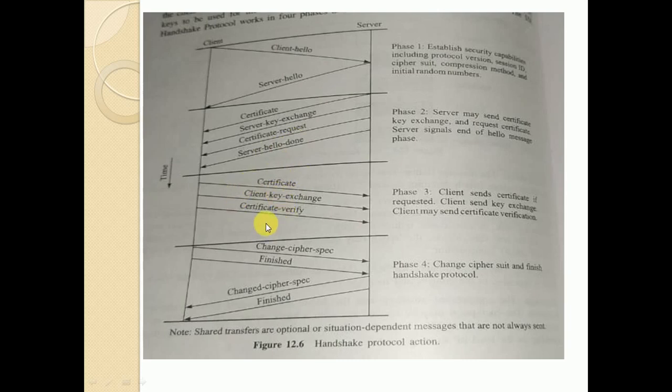The same in phase 3, certificate key exchanging, certificate verifying done, and then the change of the communication happens, that cipher specification is done, and then finally they finish the task. So note that some transfers are optional or situation dependent, the messages are not always sent. So these are the actions provided by the handshake protocol. For the final exam, if it comes, you have to explain this diagram.